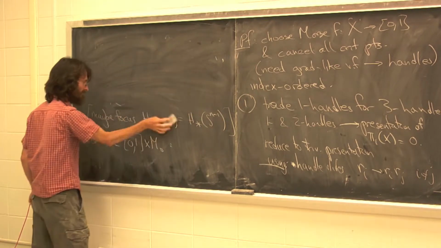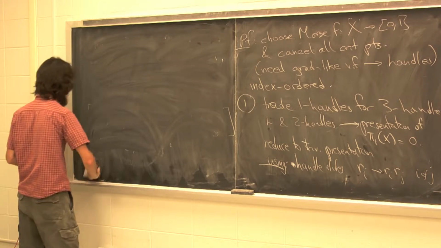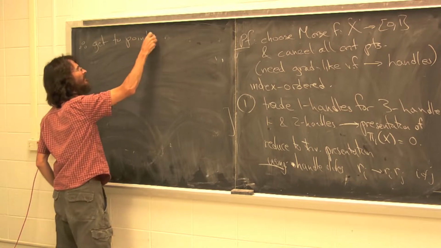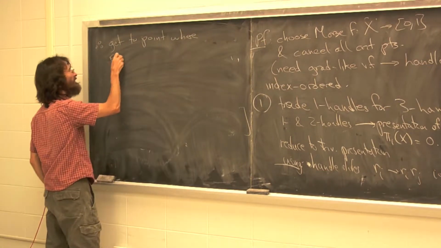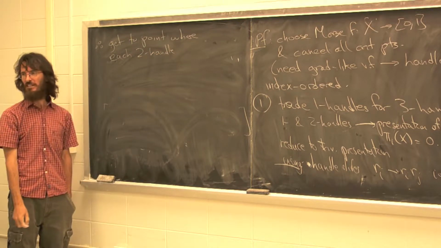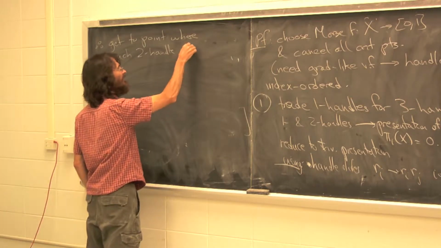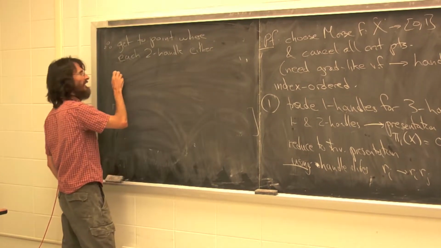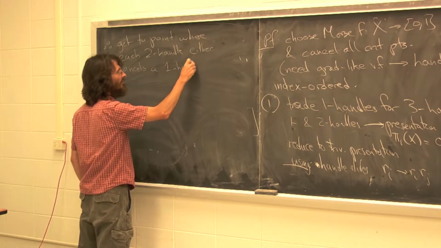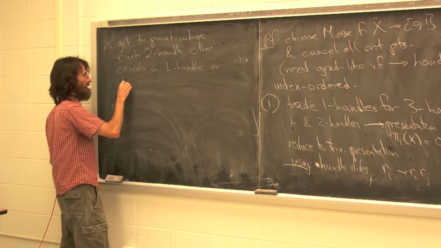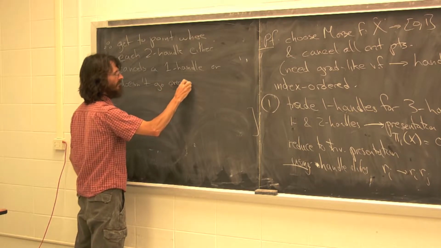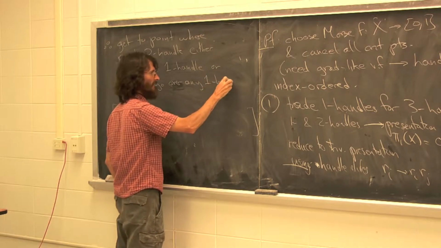And you eventually get down to where each two handle either doesn't go over any one handles or goes over a single one handle once, right? Each two handle either cancels a one handle or doesn't go over any one handles. And each one handle, of course, is cancelled by a two handle.